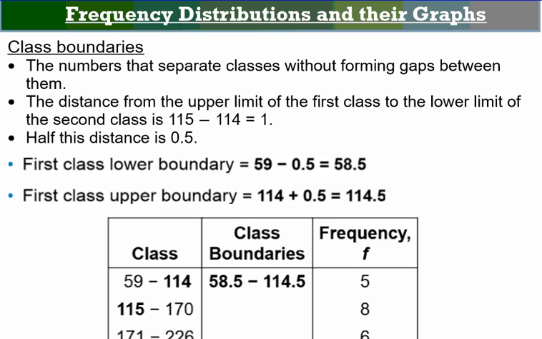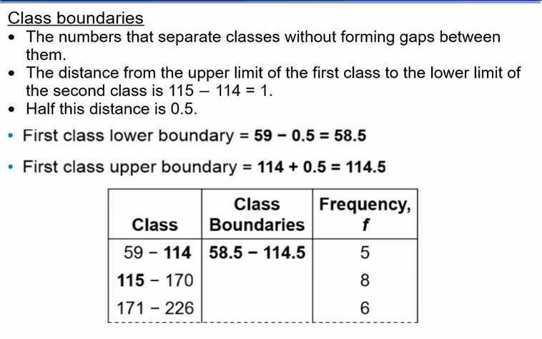When we're doing that, the numbers that separate classes without forming gaps in between them are called class boundaries. The distance from the upper limit of the first class to the lower limit of the second class is 115 minus 114. If I subtract 1 and then half that, I get 0.5. So I can subtract that from the lower limit and add it to the upper limit, and then my classes will be what we call continuous. There won't be any gaps in between.